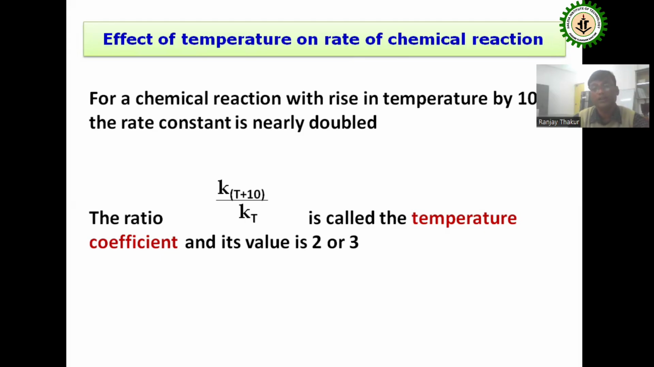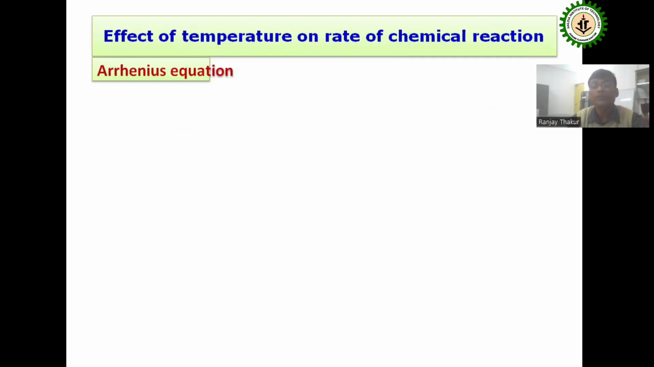We know that rate of reaction is directly proportional to rate constant, and rate constant directly depends upon temperature. So suppose Kt is the rate constant at temperature T and K(t+10) is the rate constant when we increase the temperature by 10 degrees centigrade. The ratio of these is called the temperature coefficient, and its value is 2 or 3. Generally, it's 2.